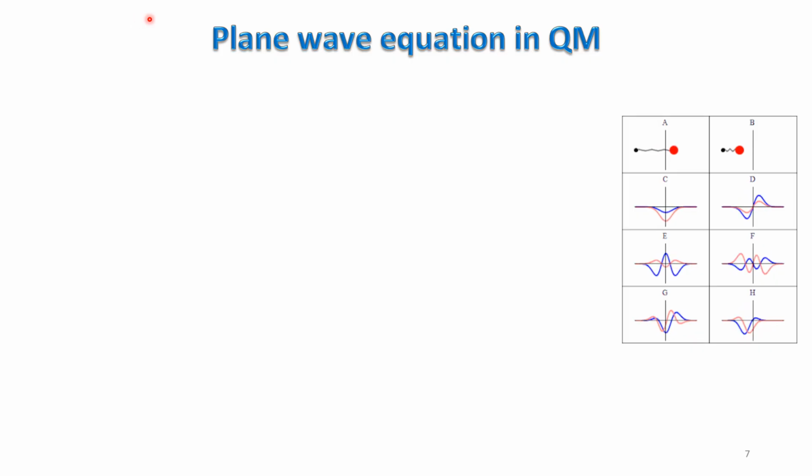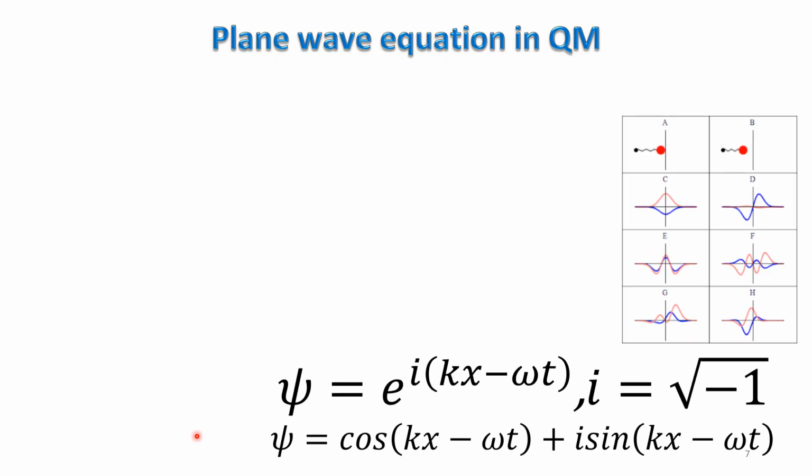Now we are going to discuss plane wave equation in quantum mechanics. Here the wave function psi is e to the power i times kx minus omega t, where psi is a wave function that depends on position and time. I mean to say that psi is function of x and t. Psi is a function that depends on variables x as well as t. e is an exponential function. i is equal to under root of minus 1. k is a wave vector, and omega is angular frequency. So e to the power i theta, by Euler's equation we write cos of theta plus i times sine of theta. Fine.